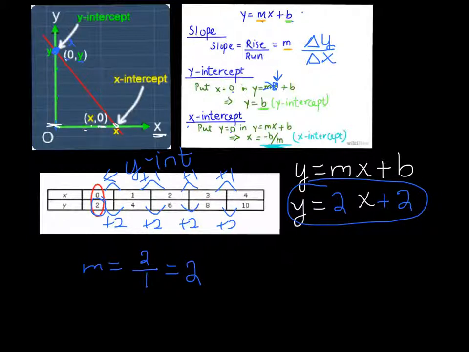Hopefully that helps you a little bit, figuring out what y-intercepts are. Maybe just having that picture in your mind will help you figure out what to do when you want to find the y-intercept.